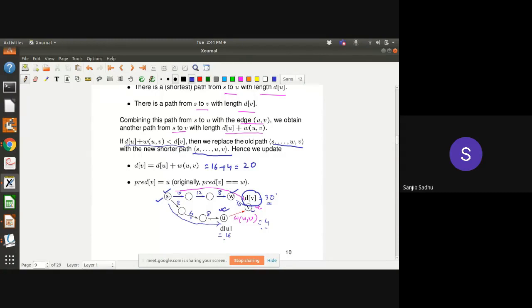Tell me. What will be the path length? I have written all the edge lengths. Check it. Tell me, 2 plus 6 plus 8 plus this edge. How much? 20. Now 20 is less than the previously computed shortest path, dv. So I will ignore the previous one. I will update this.